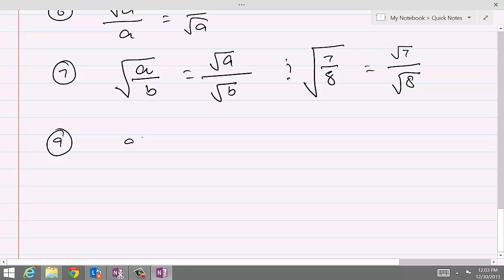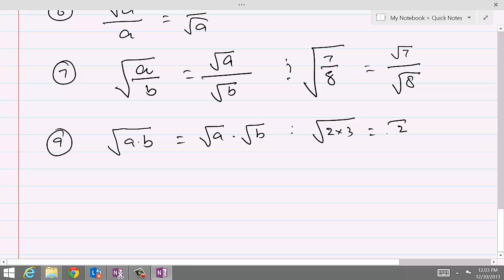And ninth, if you got a product of two numbers, and then you have a square root of the product, you can actually take the square root of each number separately, a times b. And this also is very important, because if you have 2 times 3 under root, you can write it as under root 2 times under root 3. So it's perfectly fine if you multiply the numbers in the square root sign.